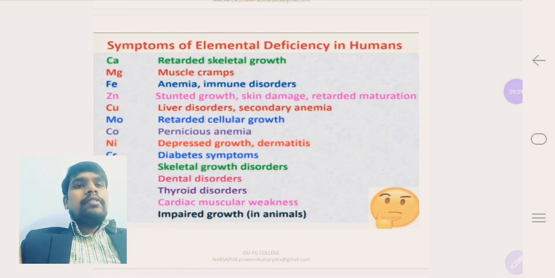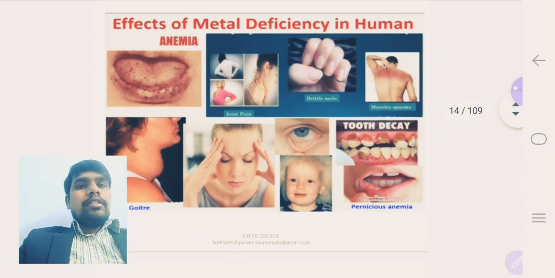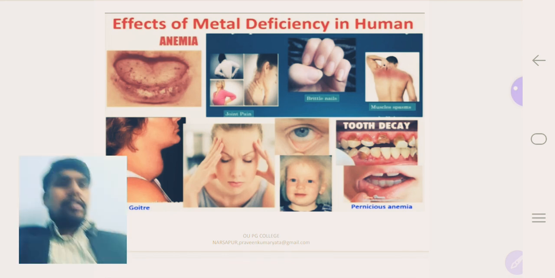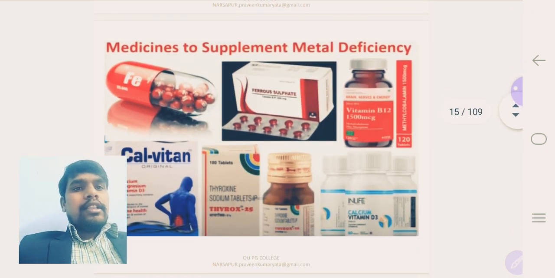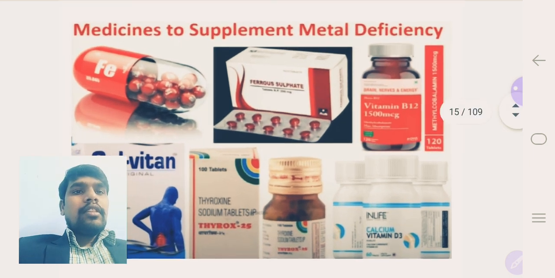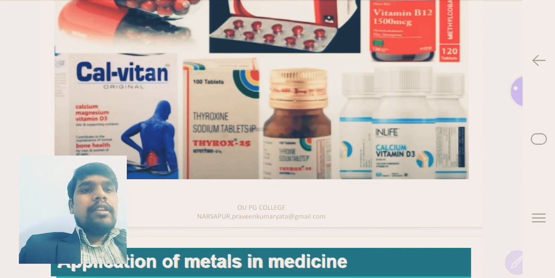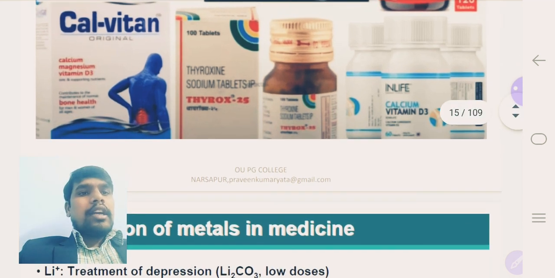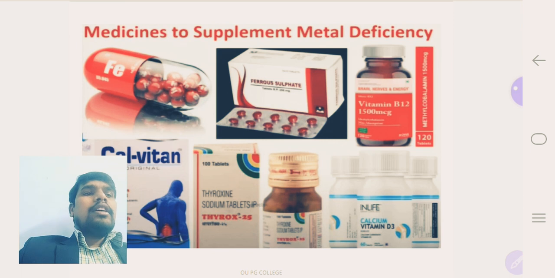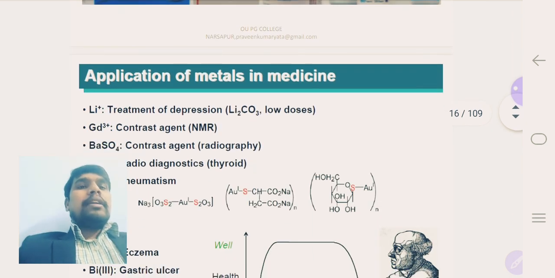Okay, some of the symptoms and deficiency of elements in humans. And the picture shows the effect of metal deficiency in humans. These are some anemia patients, a thyroid patient, and nerve impulse and teeth affected patients shown here. And what are the medicines to supplement these metal deficiencies? Iron tablets, ferrous sulfate and vitamin B12 capsules, calcium tablets, thyroxine sodium tablets, and calcium related drugs. These are drugs used for covering whatever metal ion is deficient in our body.